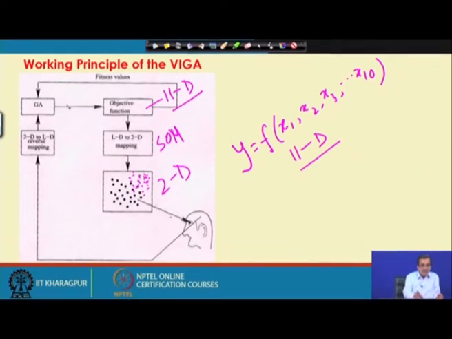Now, the GA is working in higher dimensional space, but this is in 2D. So, this 2D information actually we will have to convert to the 11D, because the GA does not know the 2D information; the GA is working in 11 dimension.